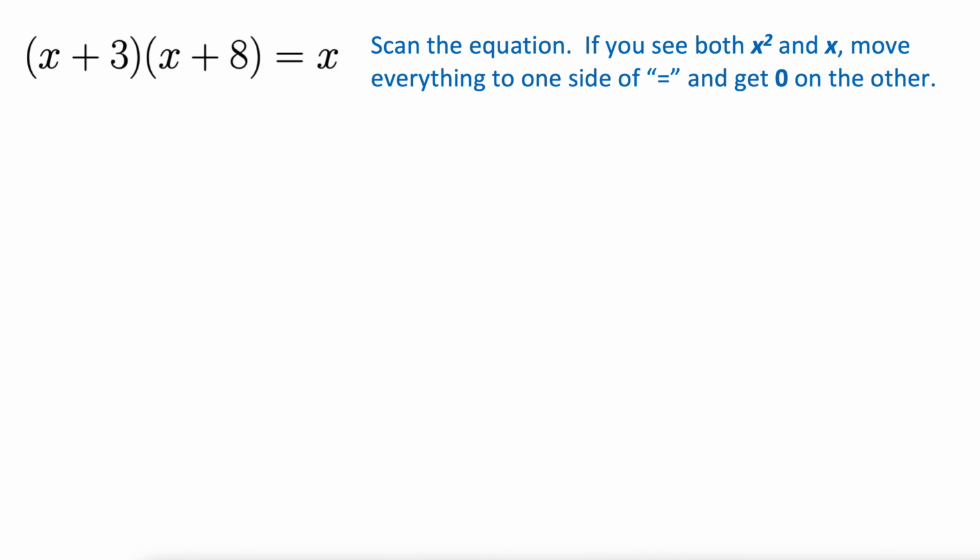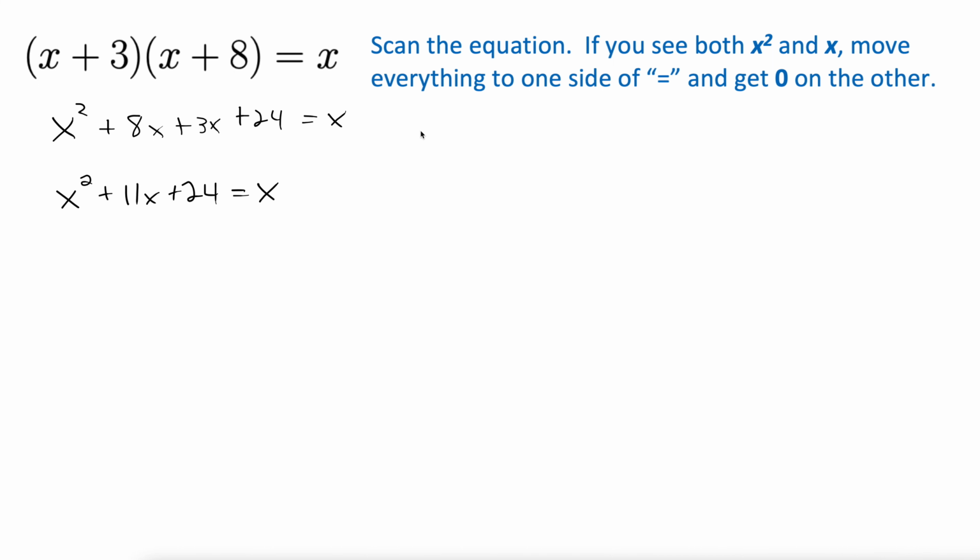Well, I don't quite see an x squared and an x, but notice that if we were to FOIL these together, then we would get an x squared and we'd also have x's. And this holds anytime you have both an x squared and an x. You want to move everything to one side of the equation, get a 0 on the other side of the equal sign. So what you need to do here is expand this first by FOILing. Okay, so let's FOIL this together. x squared first, outside plus 8x, inside plus 3x, last plus 24 equals x. Combine like terms to get x squared plus 11x plus 24 equals x.